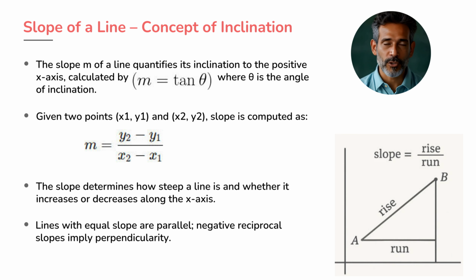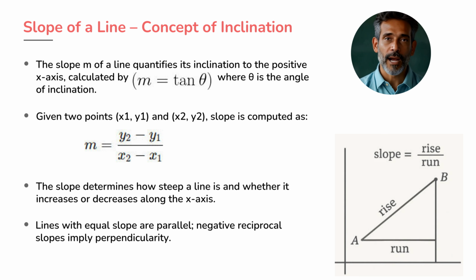अब बात करते हैं slope की. The slope, usually written as m, tells us how steep a line is, or in simple words, how much it tilts compared to the positive x-axis. Imagine a ladder leaning against a wall. The angle of inclination, called theta, relates to slope as m equals tan theta. So if the ladder is steeper, theta is bigger, and so is the slope.